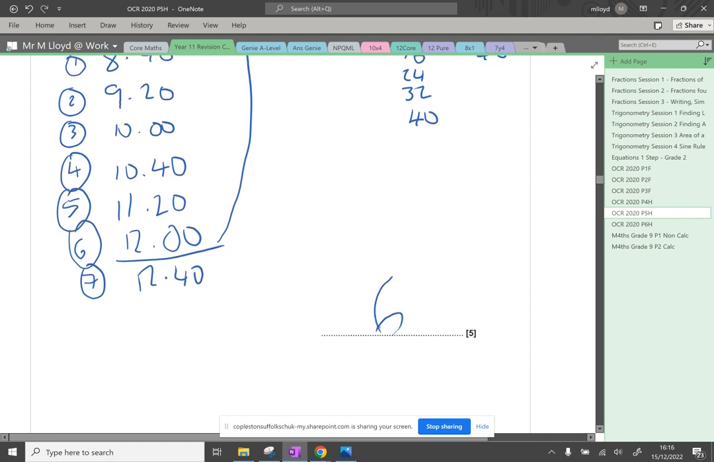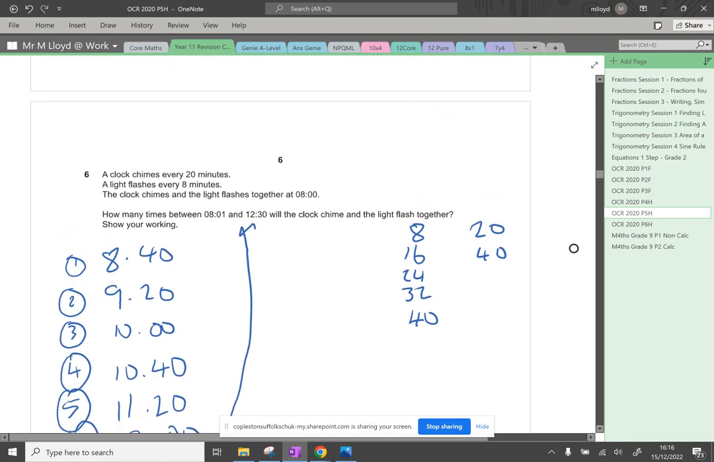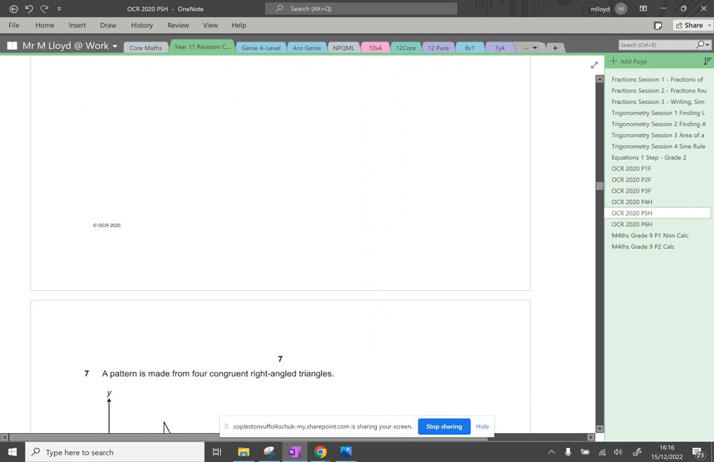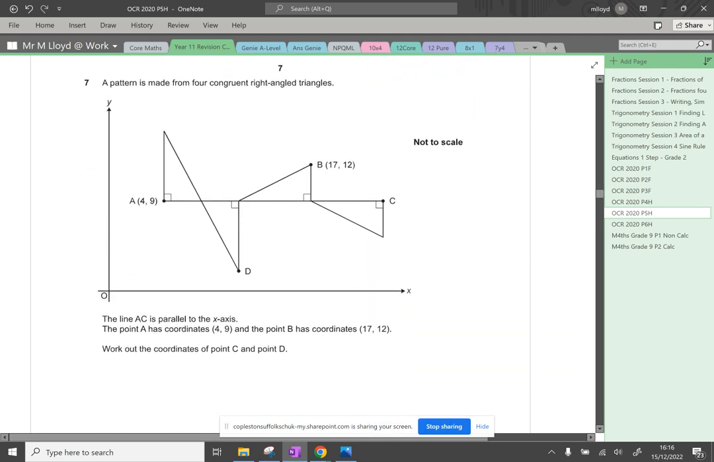Now, with that question, having looked at the mark scheme, because I've marked this question before, that's a terrible drawing, put 6 there. You have to have the correct working in order to get the full marks. Question 7, here we go.